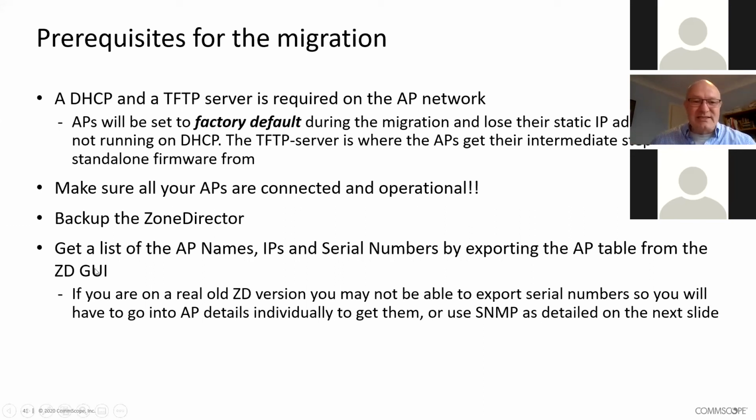What we then need to do is get a list of the access point names, the IP addresses, and the serial numbers of the access points on the site. There are various ways you can do this. You can go into the ZoneDirector and get a report, and export those serial numbers. Worst case, if you haven't got that capability, you can use SNMP to poll the ZoneDirector to get that information. Or even worse case, you can get that information from the customer, maybe by looking at IP addresses and serial numbers on boxes. But the easier way is to export it from the ZoneDirector.